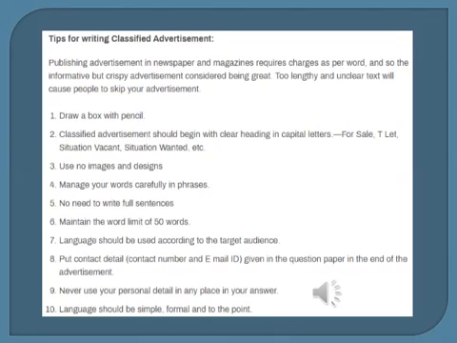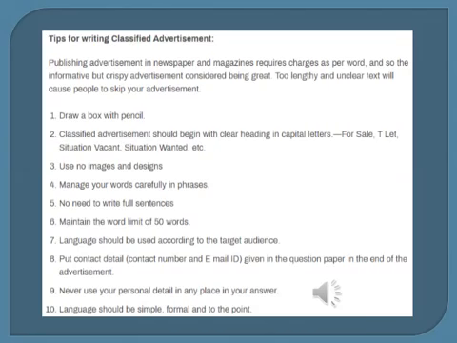Use no images or designs, though you can use sketches and pictures. Manage your words carefully in phrases. That is very important there. No need to write full sentences; you have to write in phrases. Maintain the word limit of 50 words. You are expected to write in 50 words for the exam.